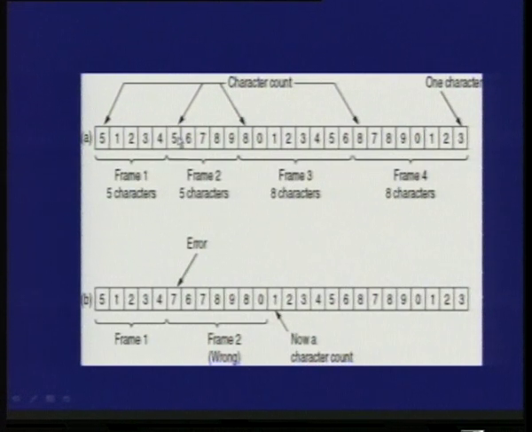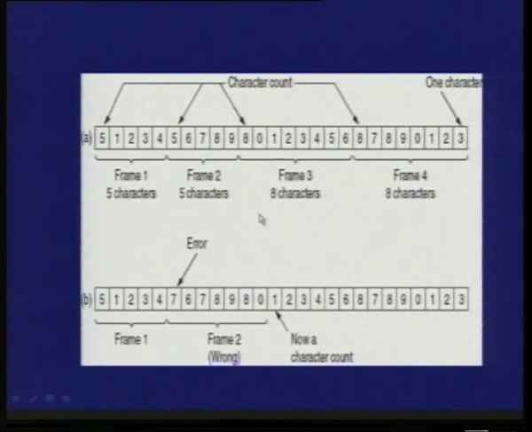In the second frame again, the first byte indicates the number of bytes present in this frame. If I say 5 here, then the next 5 characters are identified as the second frame. Then I have a value 8 here, which indicates that the next frame has 8 characters in it. You count 8 characters and you know that the third frame has been received, and you are ready to receive the fourth frame. You again look at the character here and keep on receiving the frames.